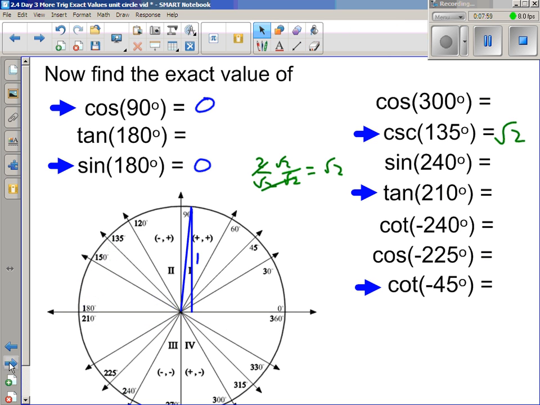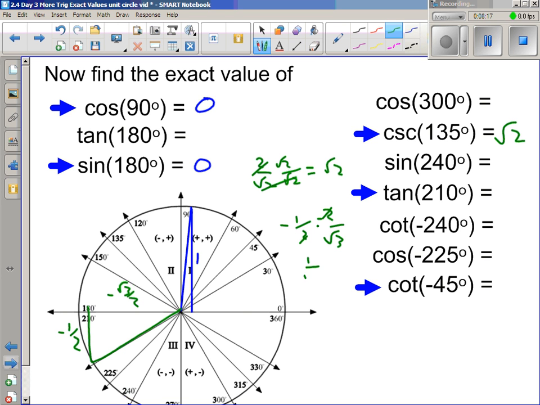tangent of 210, that's down here. Tangent's going to be a negative root 3 over 2 and a negative 1/2. Opposite would be the negative 1/2 divided by negative root 3 over 2 or multiplied by its reciprocal. Negative times negative will be a positive. We get a 1 over root 3 or a root 3 over 3. And that's a positive there.